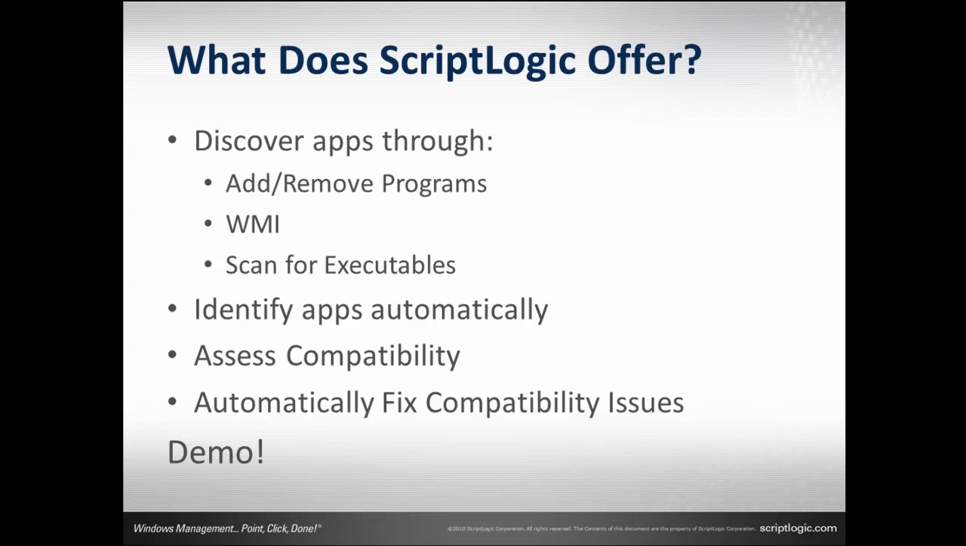Now, why is this important? Well, the first thing you have to do is identify everything. The second thing you have to do is rationalize the applications. And what I mean by that is if you looked at 10 different machines' Add/Remove Programs, you would probably find 10 different versions of Adobe Reader. It might be 9.0.1, 9.0.2, 9.0.3, but it's all going to show as different versions.